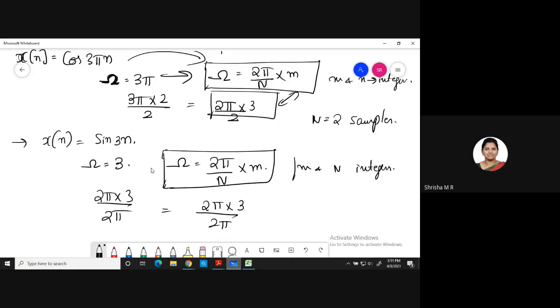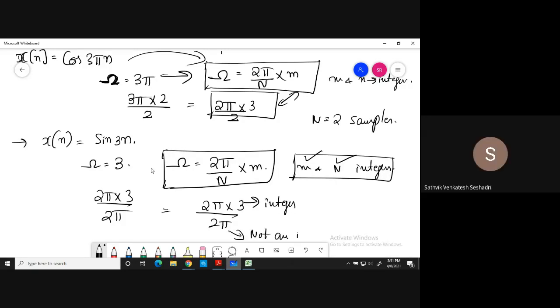What is our condition here? m and n should be integers. Our m is an integer. Is n an integer? It's not an integer. It's rational. So it's a non-periodic signal. Understood?